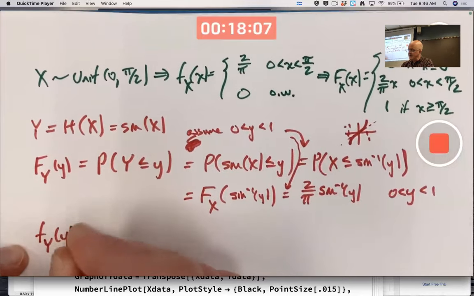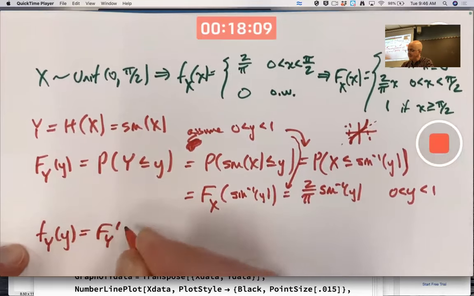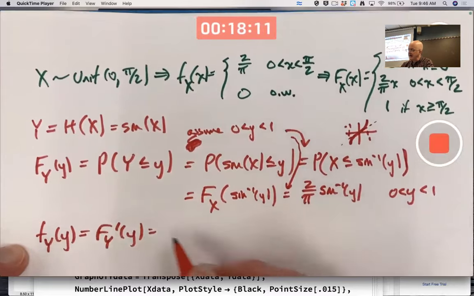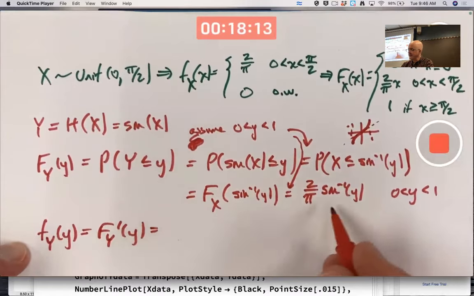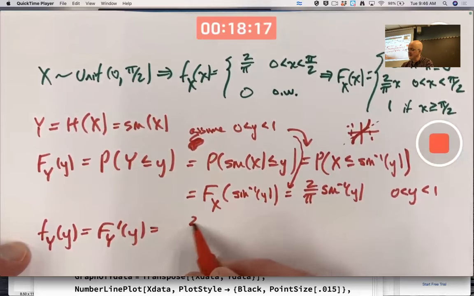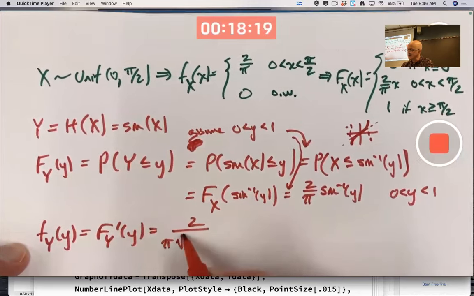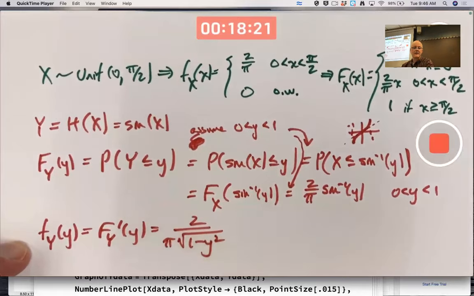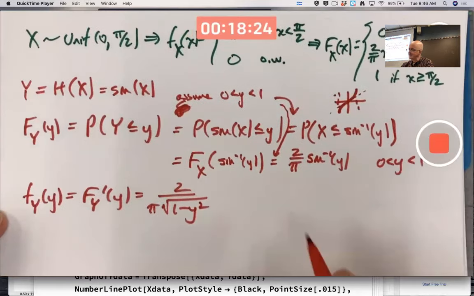And little f is the derivative of capital F. And going back to your Calc 1 days, take the derivative of inverse sine, you'll get 1 over square root of 1 minus y squared. So you get the answer in the exam. It looks like that.